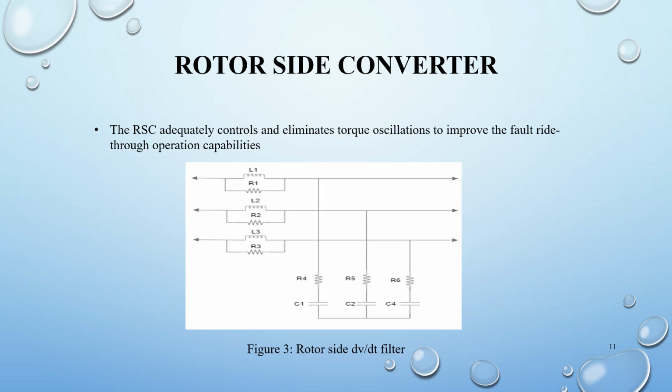With the rotor side converter, the dV by dt filter is primarily intended to reduce the phase voltage in the machine rotor terminal from the converter. The figure shows the dV by dt filter. Here, inductance is intended to reduce the voltage drop and losses caused by the low frequency resistor, and to prevent capacitor reflection. The filter typically consists of two passive parts.